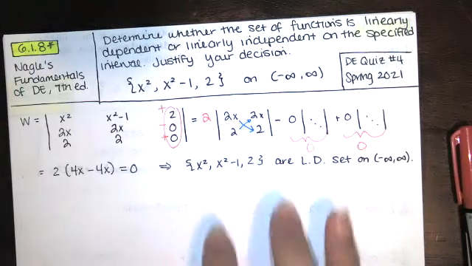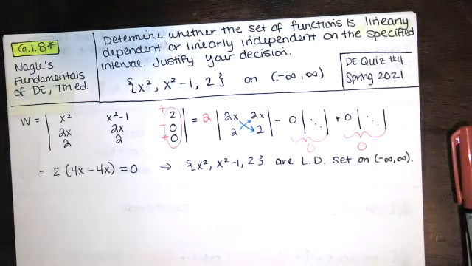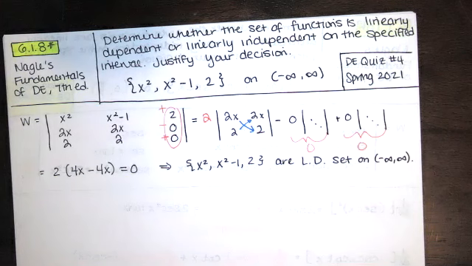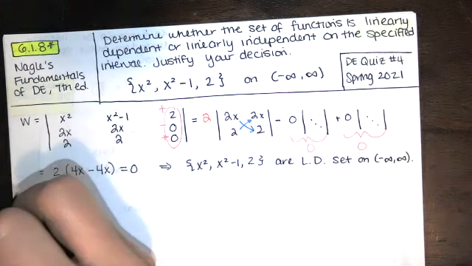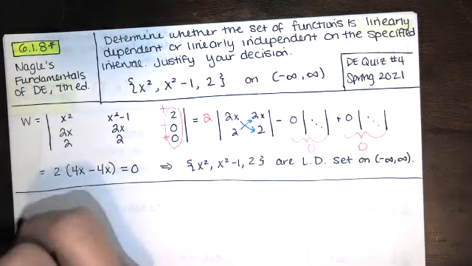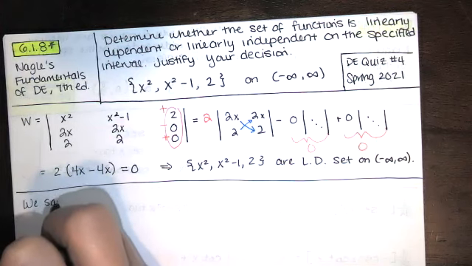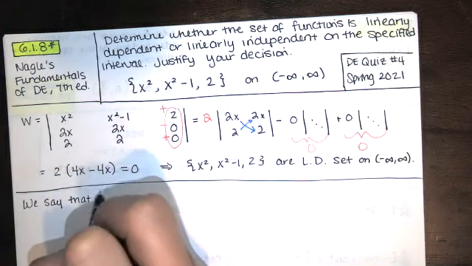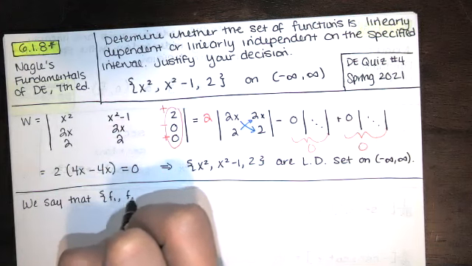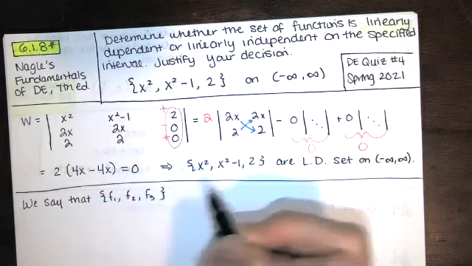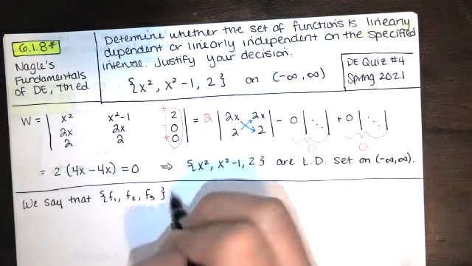Now, another way to show that these are linearly dependent is to think about the definition of a linearly dependent set. So here's the definition. We say that three functions, f1, f2, and f3, form a linearly dependent set.